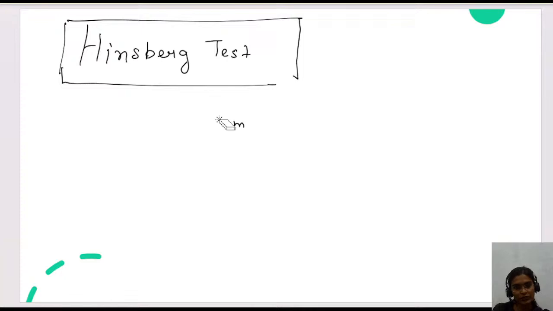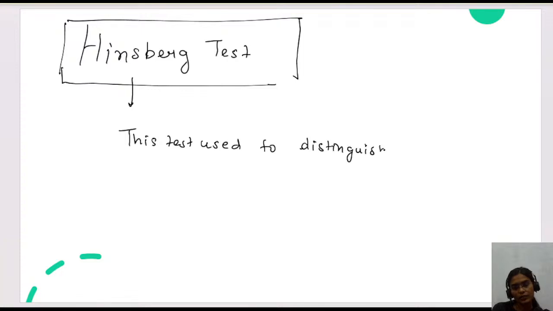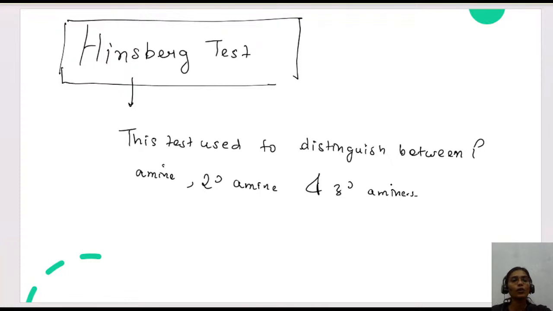Okay, wait. Let me first write about the test. This test is used to distinguish between primary amine, secondary amine, and tertiary amine. Okay, so let's see how. This is important and how it is going to react. So let's continue about the test, how it is going to work.